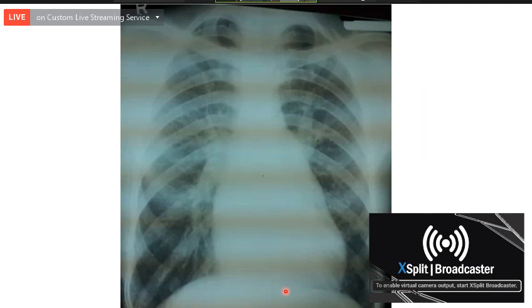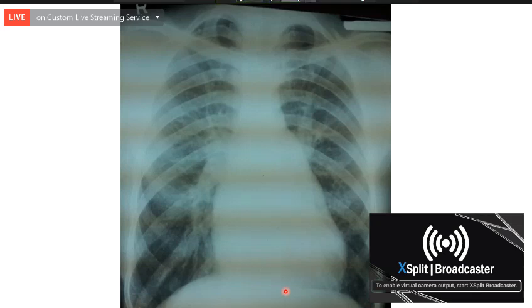Okay, right? Yes. The RA is not dilated. What criteria did you apply to diagnose RA enlargement? If the width is more than one-third of the hemithorax, the RA is enlarged. If you measure from the midline onto the hemithorax, if the right part of the heart extends beyond one-third of the hemithorax, that is more in favor of RA enlargement.